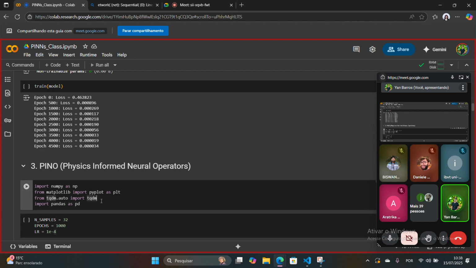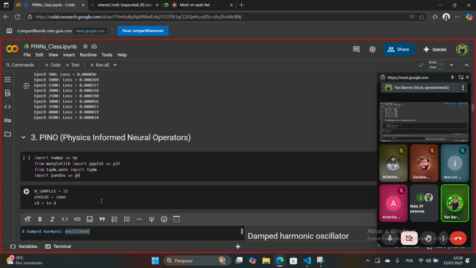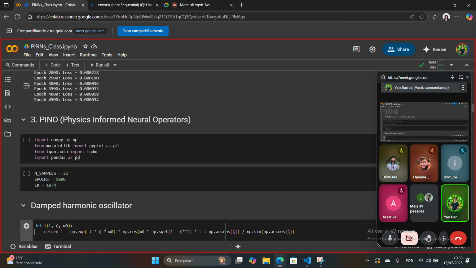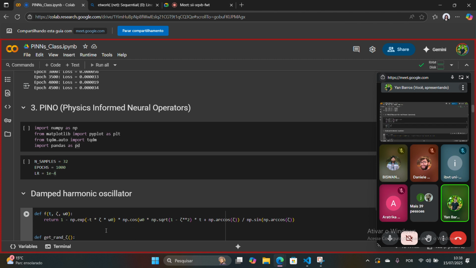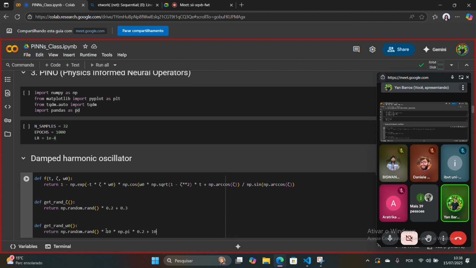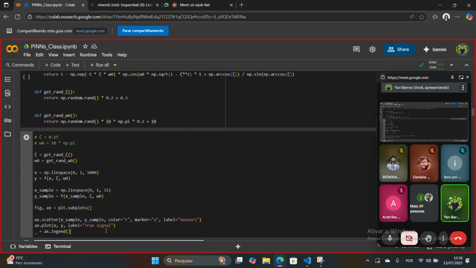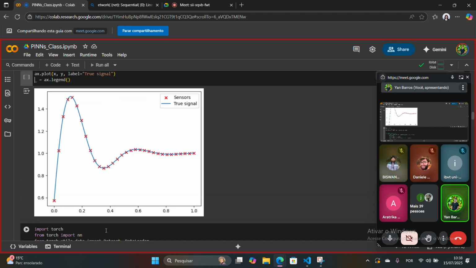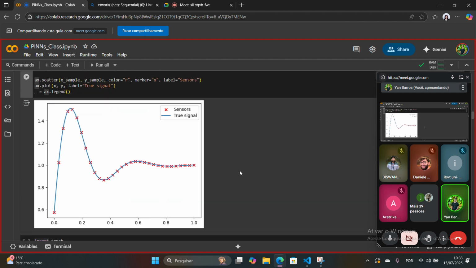So I've talked about Fourier transformation, but here I got a simple example. We generate a data set for a damped harmonic oscillator. Here is an example of the data that we have. We have a damped harmonic oscillator, so we have this behavior. The true signal here is the value itself. So we are trying to approximate these values using physics-informed neural operators.